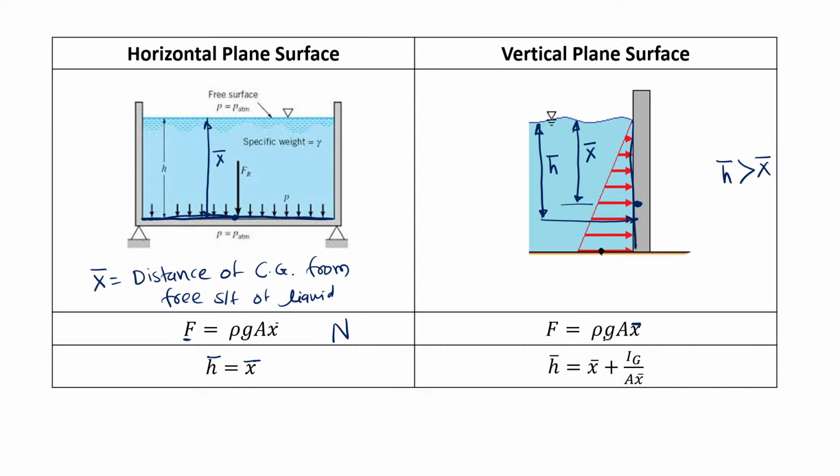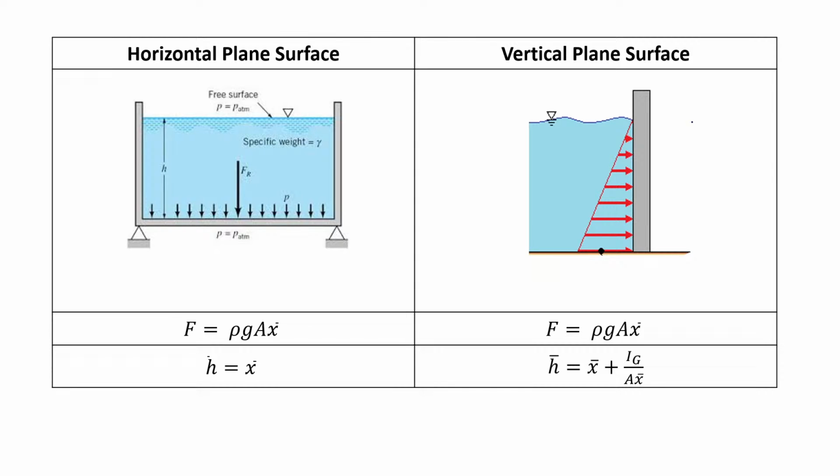So this force we can find out by using this formula rho g A into x bar, and h bar we can find out as x bar plus Ig upon A x bar. Now Ig means the moment of inertia of this plane surface. If I draw another view of this plane surface, this is my plane surface. Let us consider it is rectangular. So Ig is the moment of inertia with respect to the axis passing through the center of gravity. We have to find that, and by using that only we can get this h bar. So that is Ig divided by A into x bar. By using this, we can find out the center of pressure.